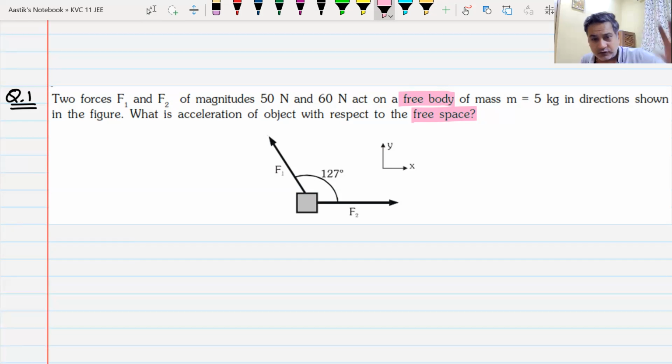The body is free to move. So basically, the body is somewhere in space, and then there are two forces acting on the body. The body has no weight because weight only comes when there is gravitational force. There is no gravitational force. The only two forces that are acting on this body are F1 and F2. Those two forces might be gravitational, I don't know. Can you tell me what is the acceleration of this body with respect to the free space? I'll give you 2 minutes to do this.